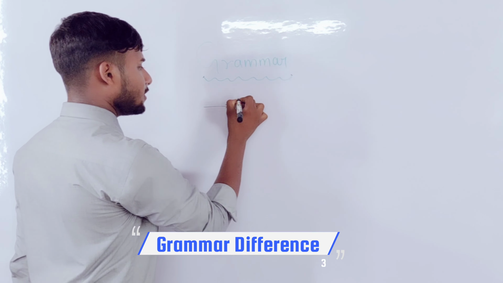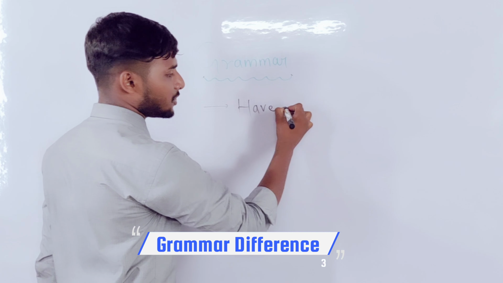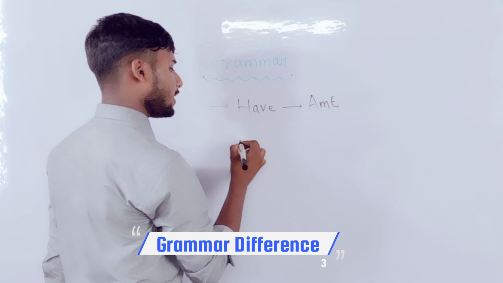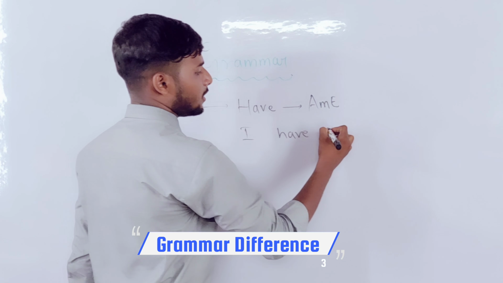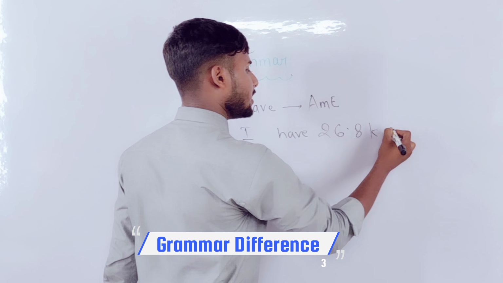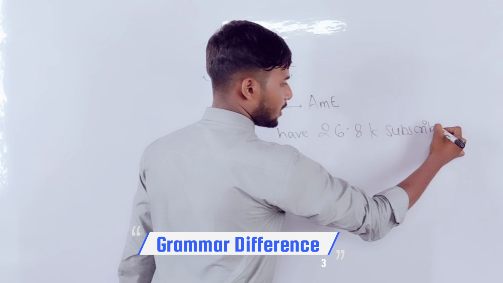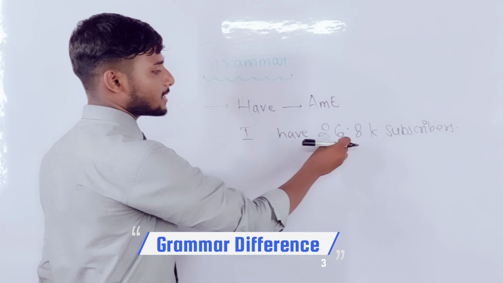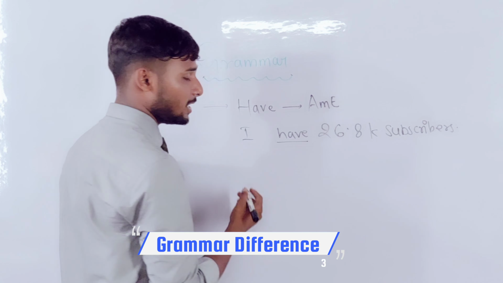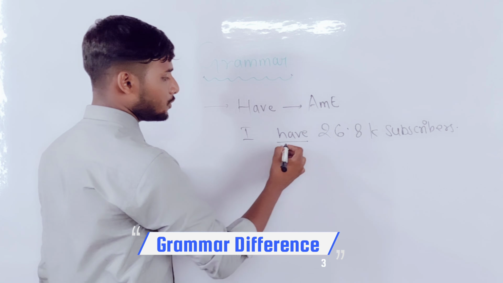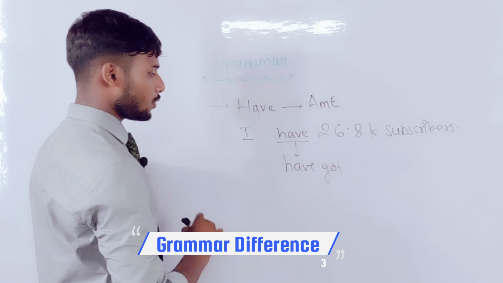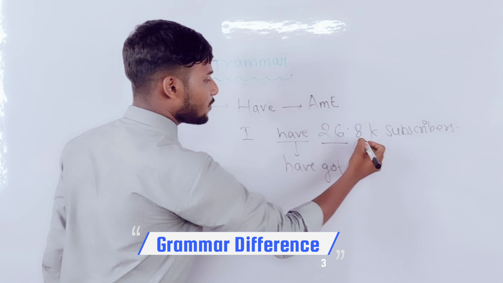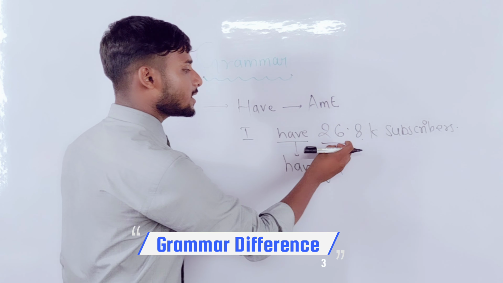Now I'm gonna tell you the grammar difference between American English and British English. The most common difference you'll find is with have. We use have for possession in American English. Simply, I say I have 26.8k subscribers currently. I can use have in American English, but when I talk about British English, instead of have, we gotta use have got, right? So I'll say like this: I've got 26.8k subscribers.